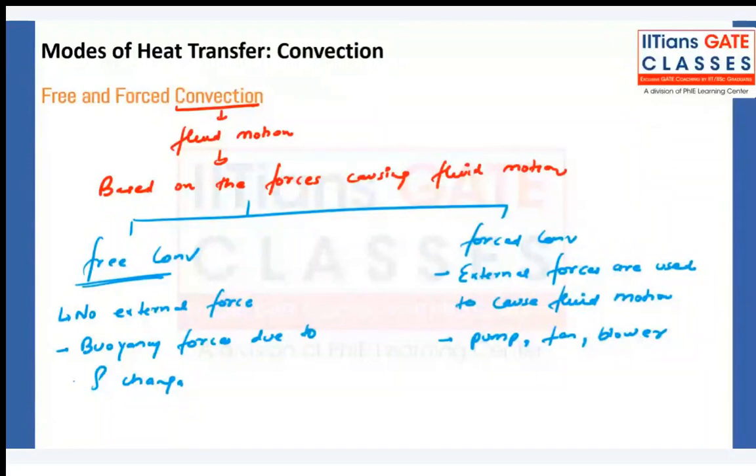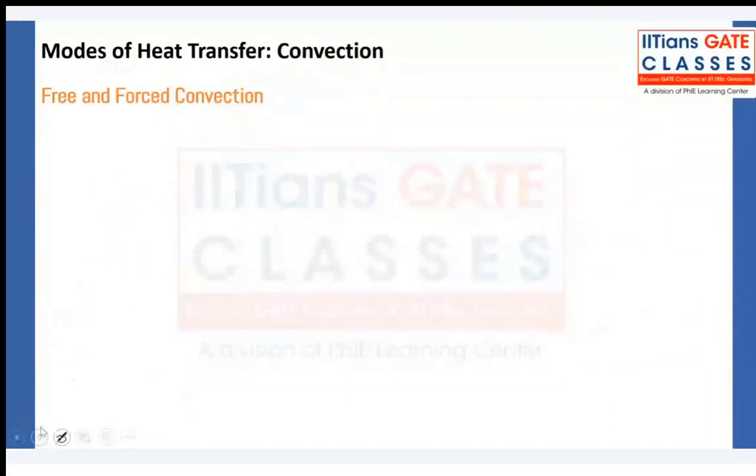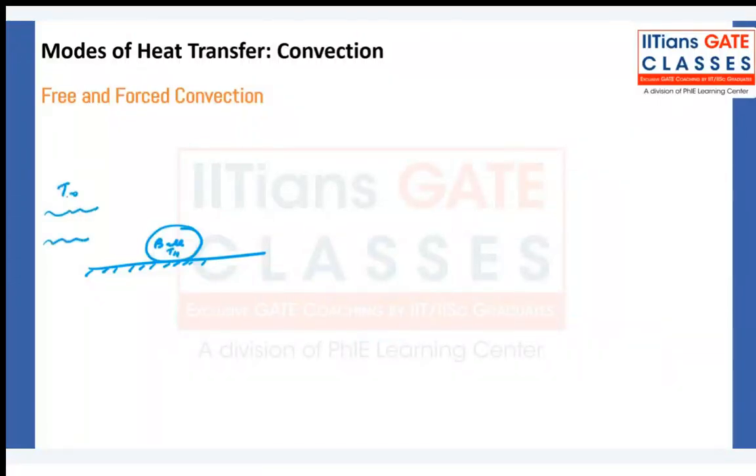So if you want to see, for example, I'll tell you an example. Let's say you have a solid plate and you have a ball here. Okay, a hot ball, at TH, and air is coming at T infinity. Okay. Now what will happen? It will come in contact with this ball, and because TH is greater than T infinity.